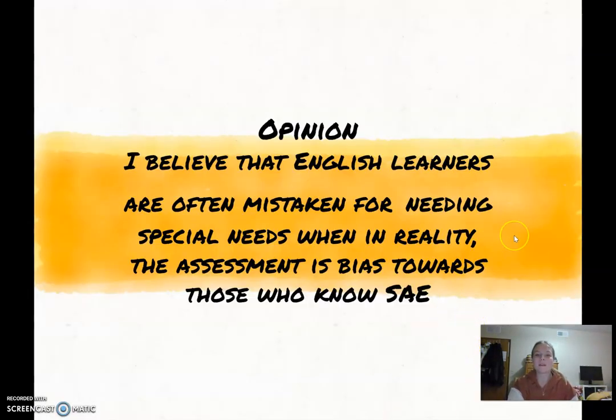My opinion is that English learners are often mistaken for needing special education when in reality the assessment is just biased towards those who know Standard American English more.